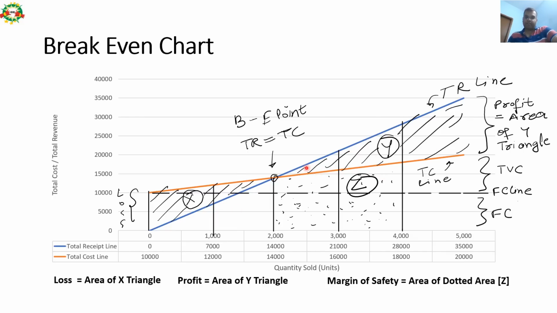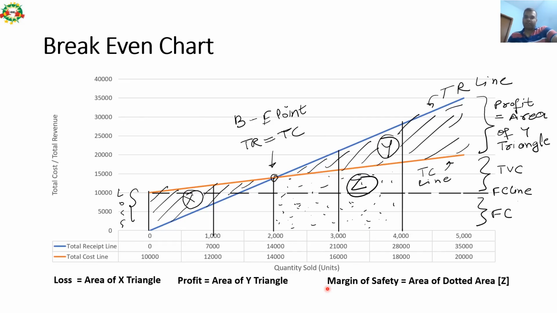Say for example, the company is producing 5,000 units. So that means the profit is equal to the area of the triangle. So this shaded area is nothing but profit. Simply calculate the area of this triangle, right? And for loss, calculate the area of this triangle. This is loss. If you know geometry, you can simply calculate the area of this full triangle and deduct the area of the lower triangle, right? So likewise you can calculate.